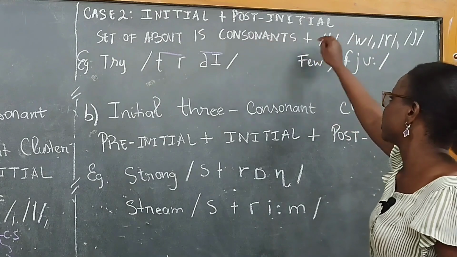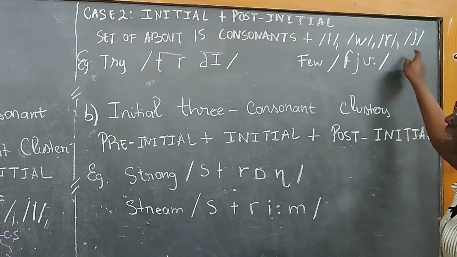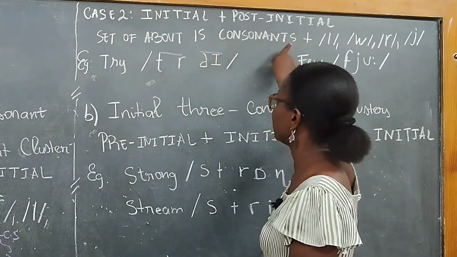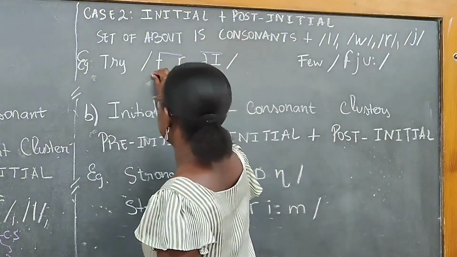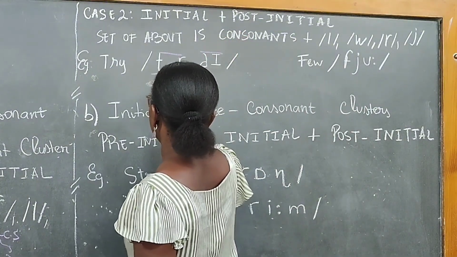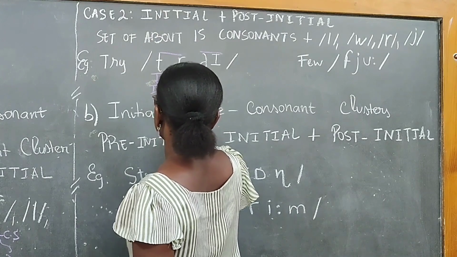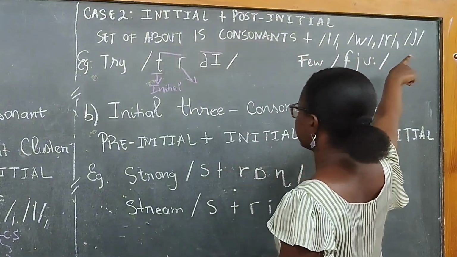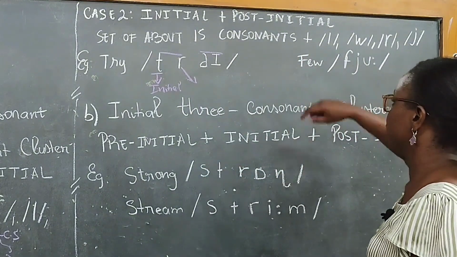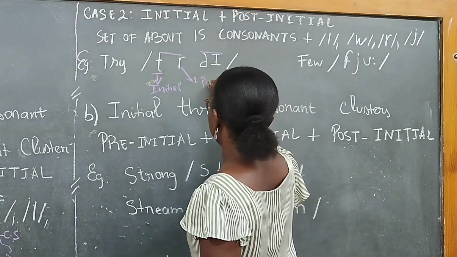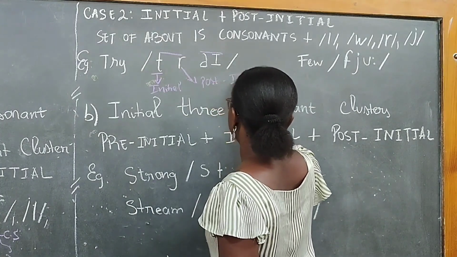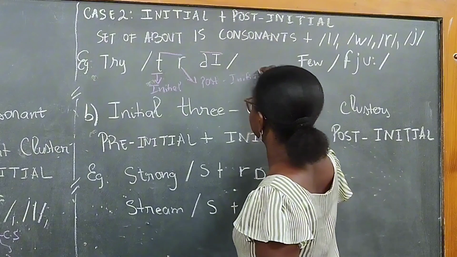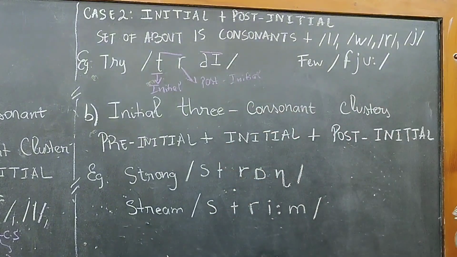And the other ones that do not belong to this group or this set, those ones are going to be called initial consonants. In the case of ta, for example, this is going to be the initial consonant. And ra, as you can see, it is listed here as a post-initial. So this is a post-initial. Easy, right?